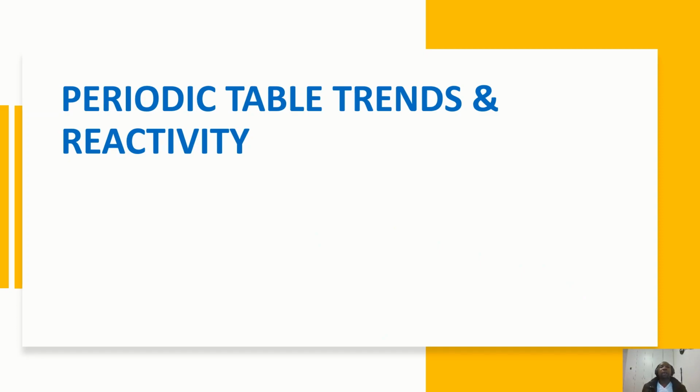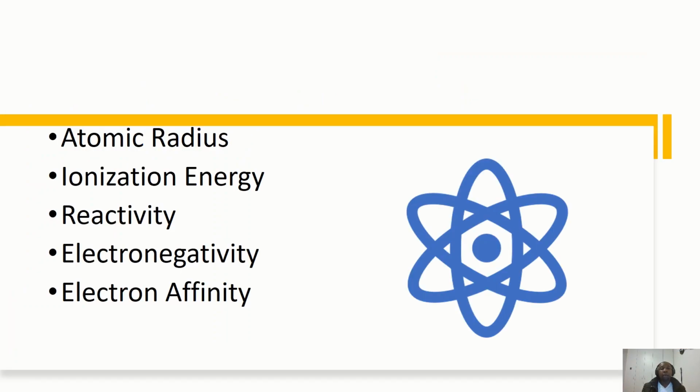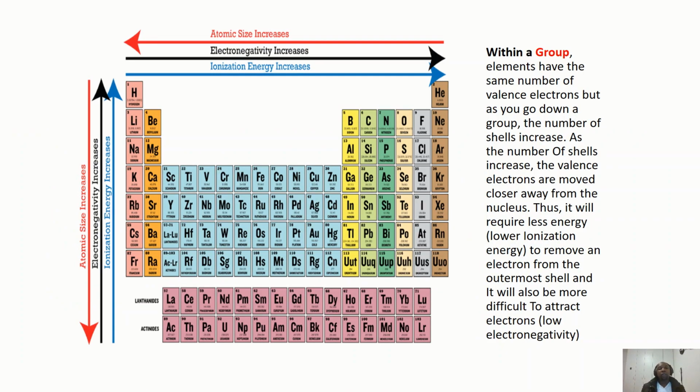So we move further into the lecture where we're going to discuss periodic table trends and reactivity. To discuss this trend and reactivity, we have some criteria to discuss, which are atomic radius, ionization energy, reactivity, electronegativity, and electron affinity. Please, I want your attention because you have to get it right from here.